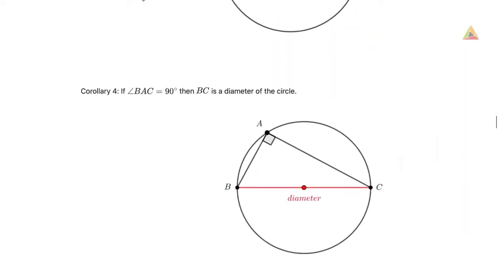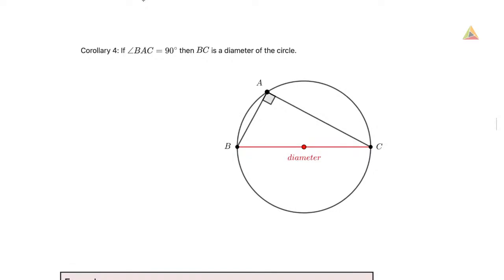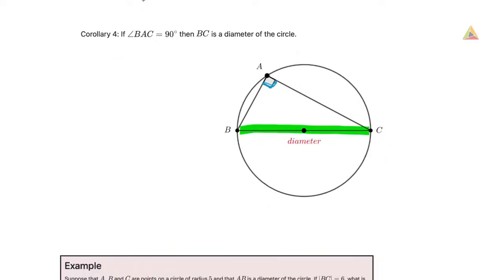This brings us on to our next corollary, which is kind of the inverse of it. If the angle BAC is 90 degrees, then BC is the diameter of the circle. So they're saying that this is the diameter of the circle if the angle BAC is 90 degrees. So it's kind of the opposite of what we looked at before.